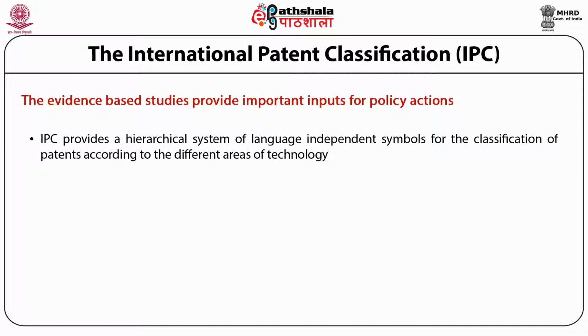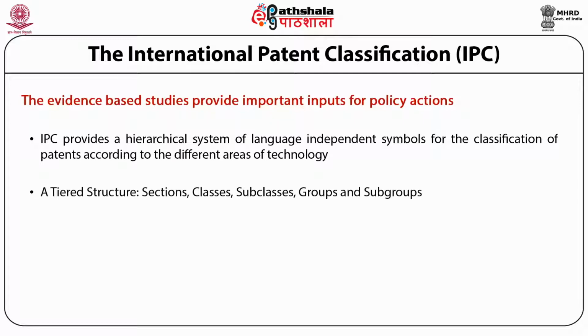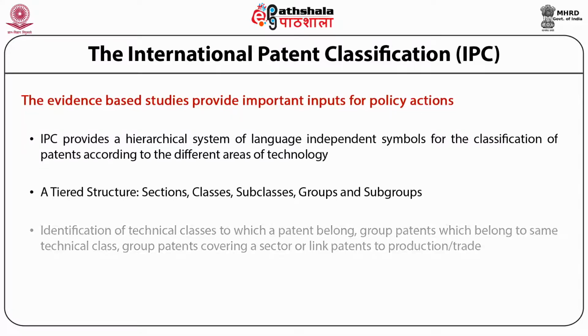So, as you are well aware of different classifications in your library and information field, you can already judge how important it is for patents to be properly classified, from which you can look at the sections, classes, subclasses, groups and subgroups to which the patent belongs. From this we can identify technological classes to which a patent belongs, group patents which belong to the same technological class, group patents covering a sector, or link patents to production trade.